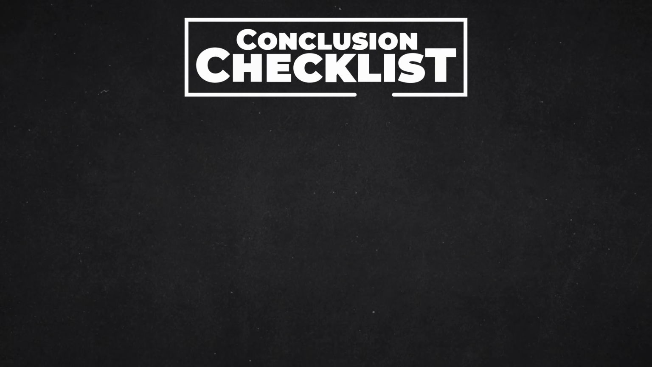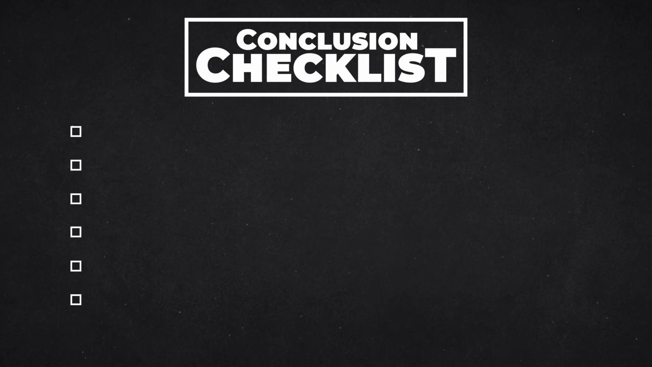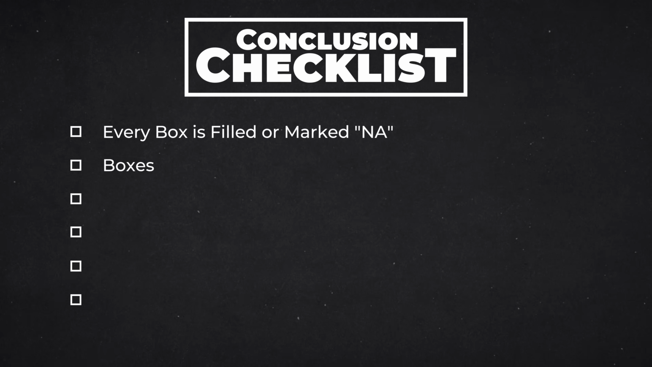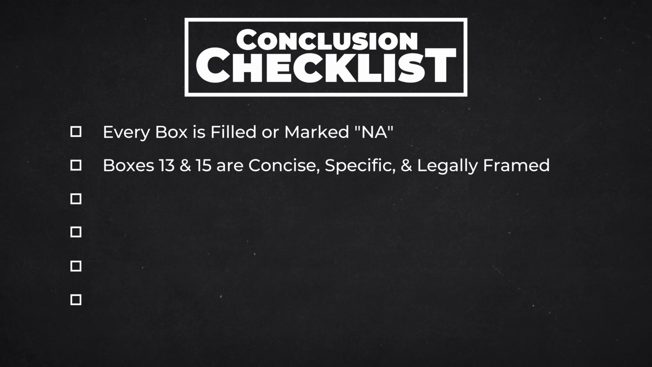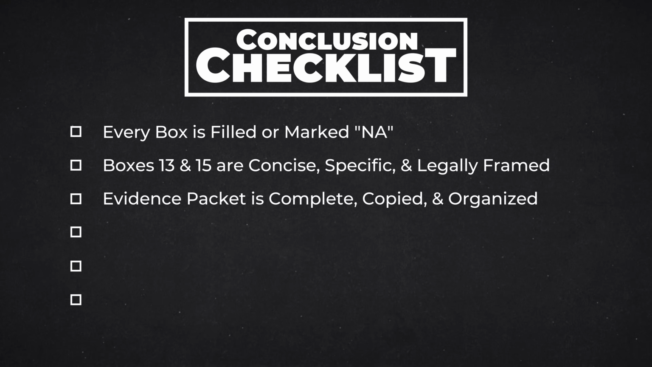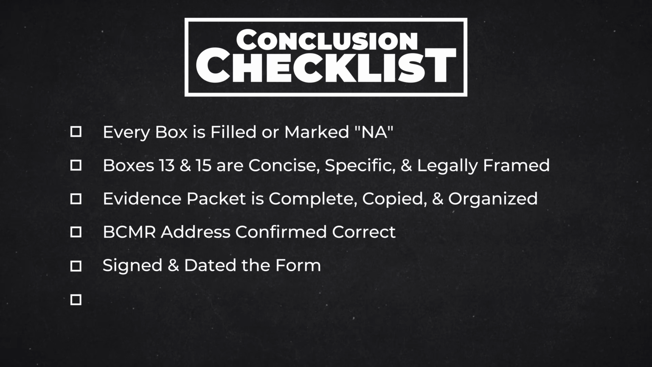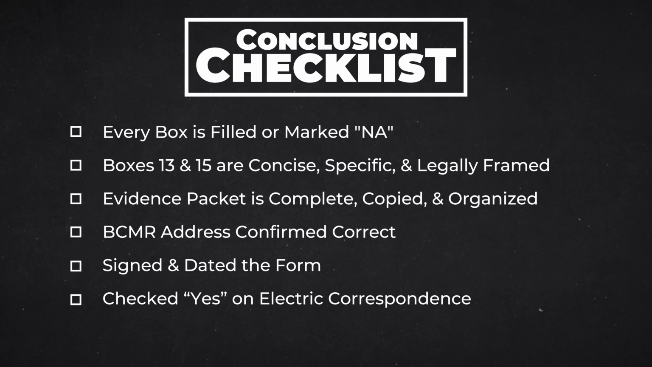In conclusion, before you seal that envelope, run this check. Every box is filled or marked NA. Box 13 and 15 are concise, specific, and legally framed, not emotional. Your evidence packet is complete, copied, and organized, and you've confirmed the correct BCMR address for your branch. You've signed and dated the form. You've checked yes on electronic correspondence.